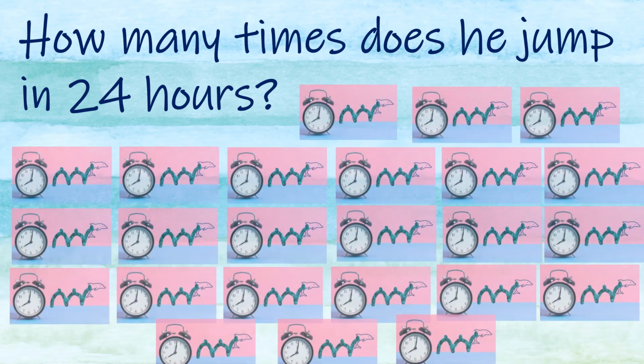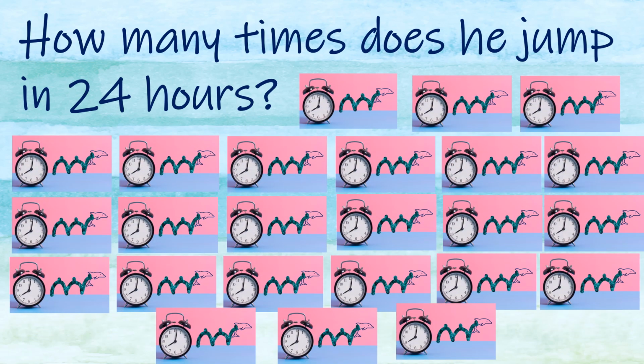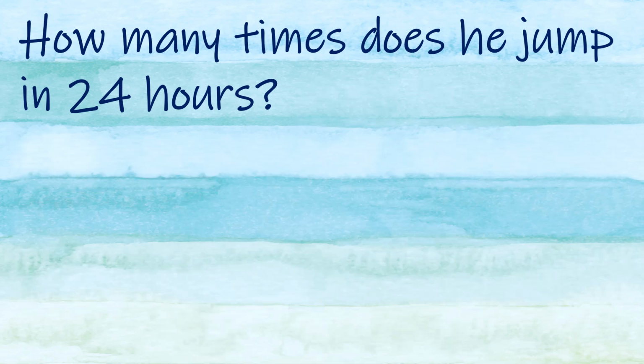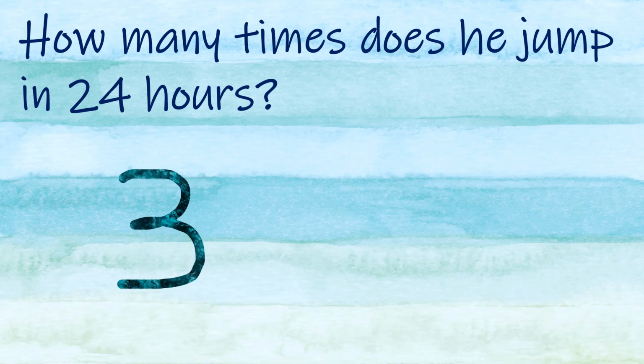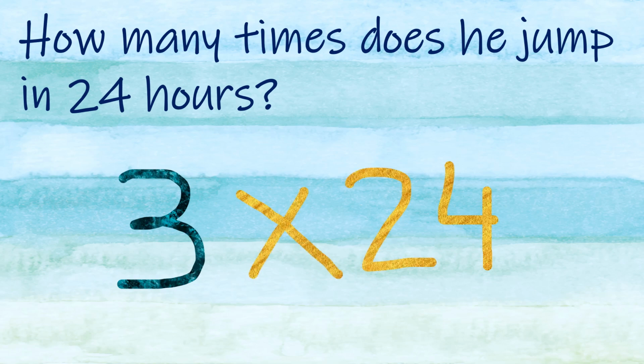So let's see the drawing for that. Whoa, that's big. But we have now 1, 2, 3, 4, all the way to 24 hours. And in each hour, we have 1, 2, and 3 jumps. So what's the equation going to be? We had 3 jumps in every hour. And how many hours did we have? We had 24, so that means we have 3 jumps 24 times. So the equation is 3 times 24.